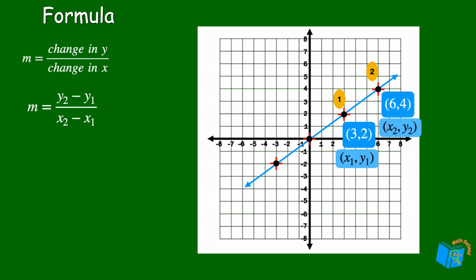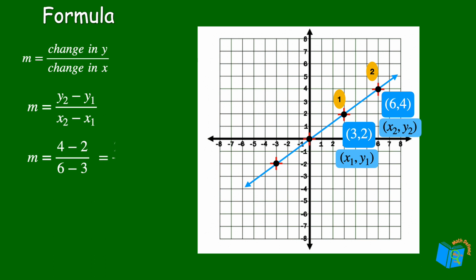Now let's substitute these values into the formula. Starting with the change in y, y sub 2 is 4 and y sub 1 is 2. Now the change in x, x sub 2 is 6 and x sub 1 is 3. The last step is to complete the calculations.